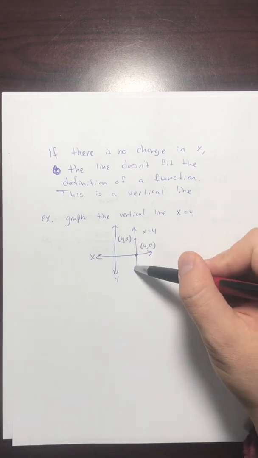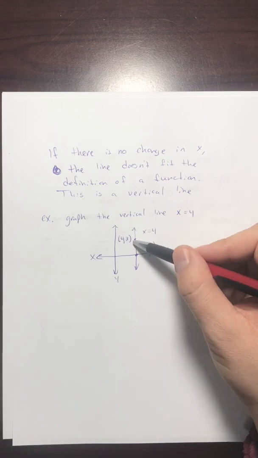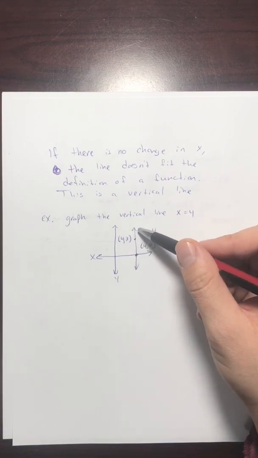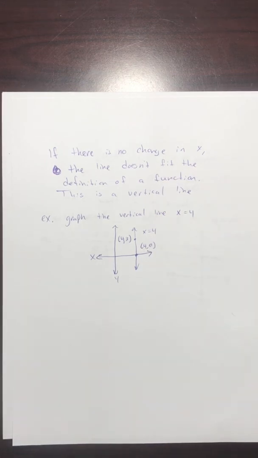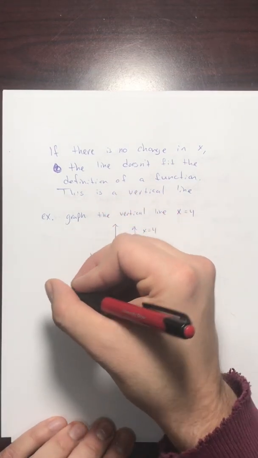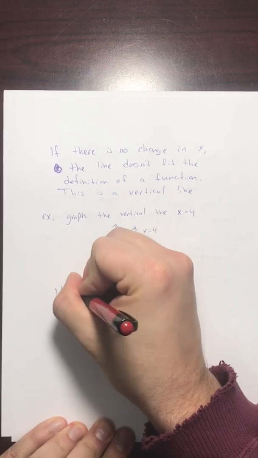Well, there's our contradiction, because this vertical line, since there is no change in x, is going to be paired with, in fact, every y value from -infinity to infinity. So this relation is not a function, this relation has a domain of 4, and it has a range of all real numbers. And this would be an undefined slope.